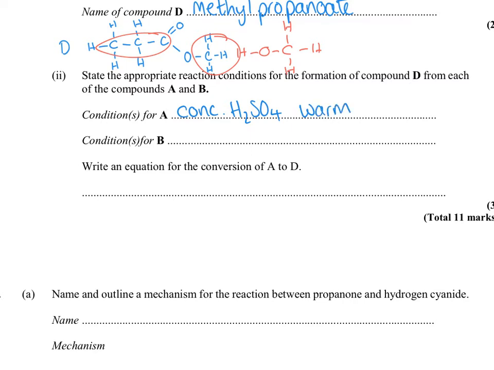B is an acyl chloride. Acyl chlorides react very readily and quite vigorously. So we don't want to put any temperature anywhere near it. So you would just do that reaction at room temperature.